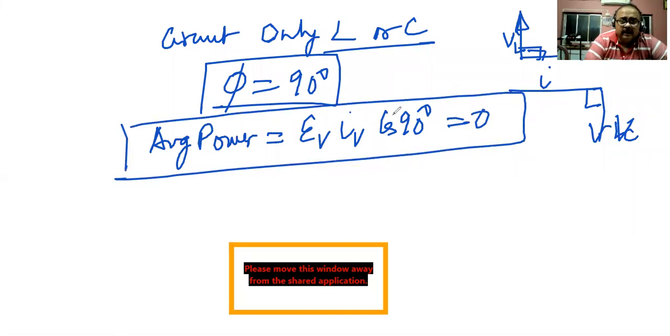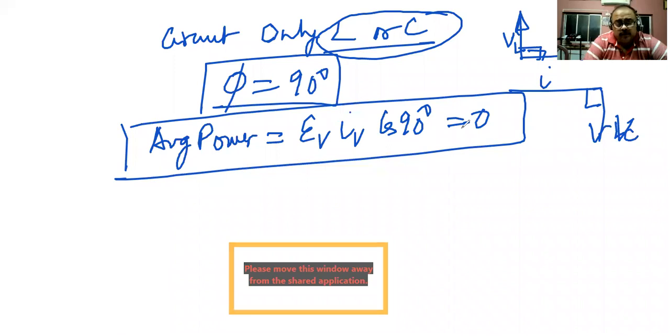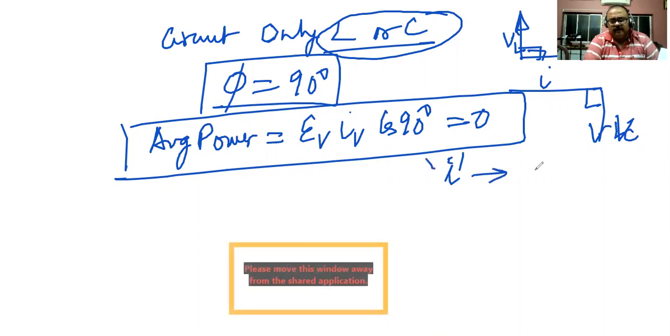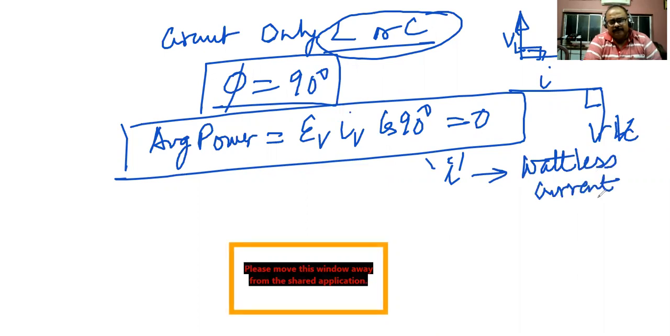In case of a circuit containing pure inductor or capacitor, the average power is equal to 0. So this is a very, very interesting concept. That means average power consumed equals 0, and current at that time is known as wattless current. Very, very important. Current at that time is known as wattless current.